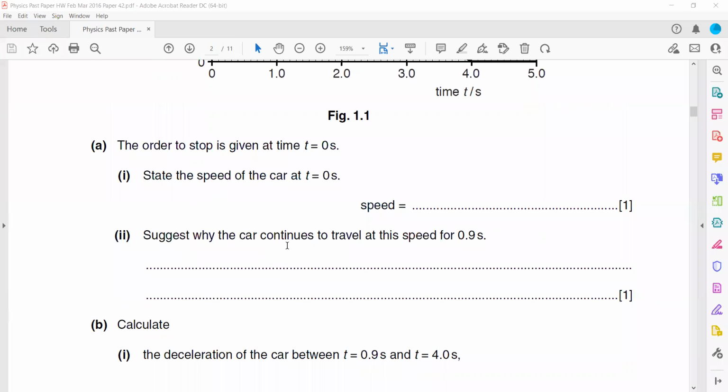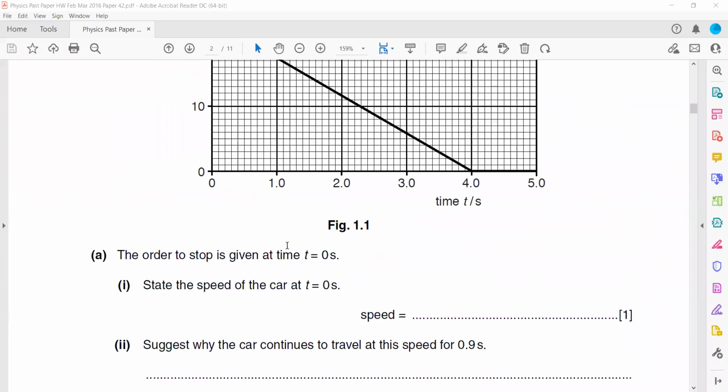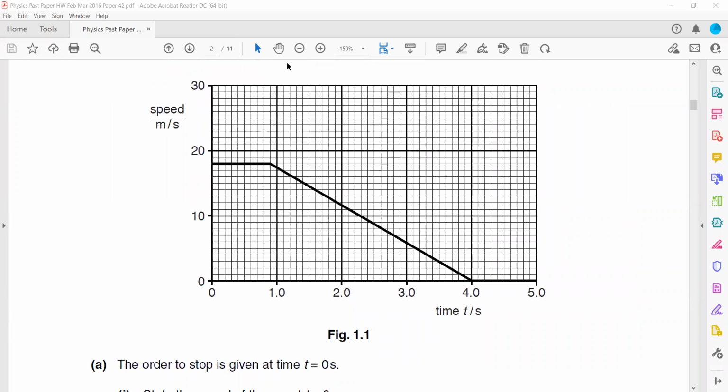Part A2 suggests why the car continued at this speed. Because what happened, like if there is a car with a driver and the instructor, when the instructor gives the driver the order to stop the car, this driver will take time to react.